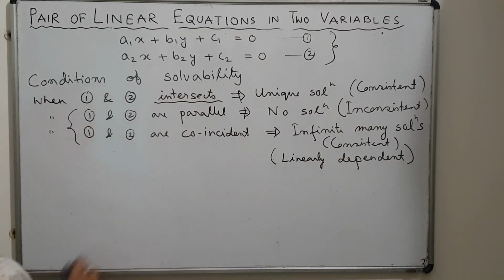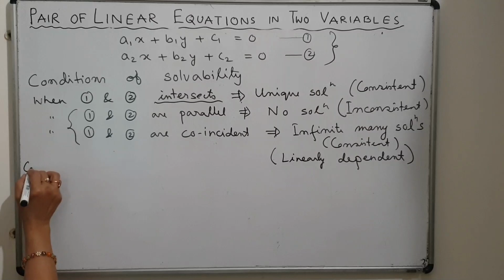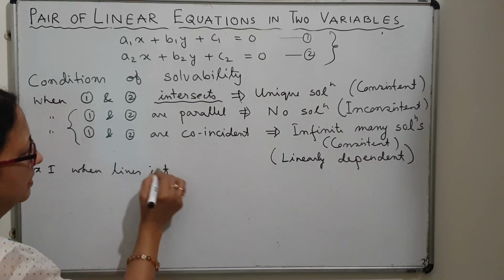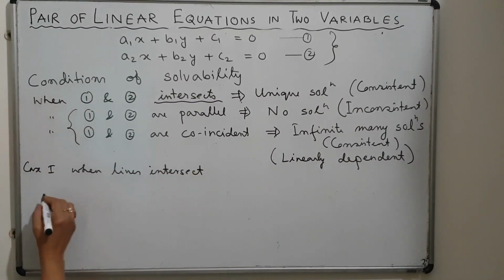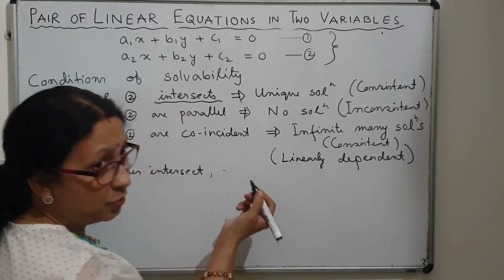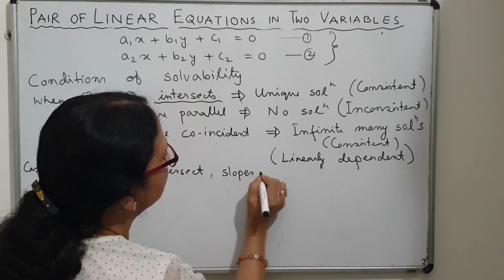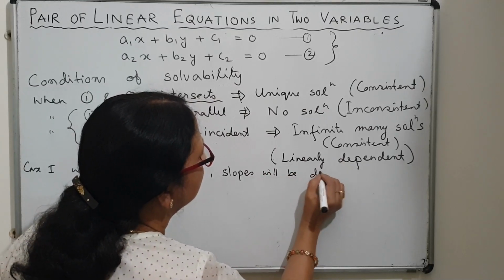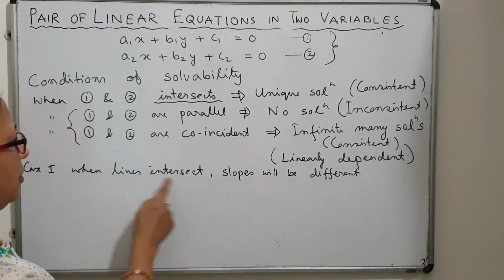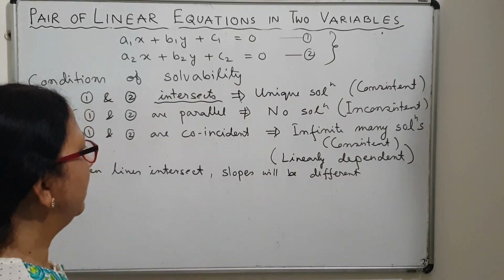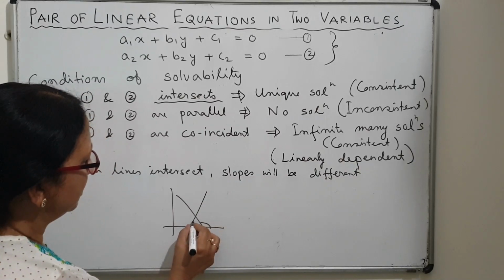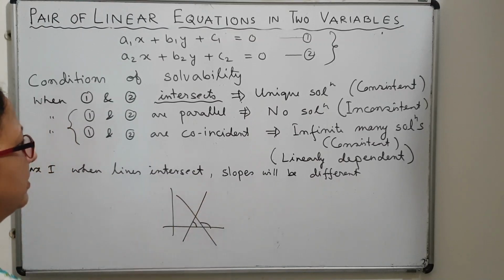So the first case, case 1, when lines intersect, what will happen? The slopes, or the inclination to the x-axis, will be different. Slopes mean the inclination of the lines with the x-axis. They have to be different, then only they will intersect. As you see, two lines intersect only when this is one slope and this is the other slope. So they are different, then only they will intersect.